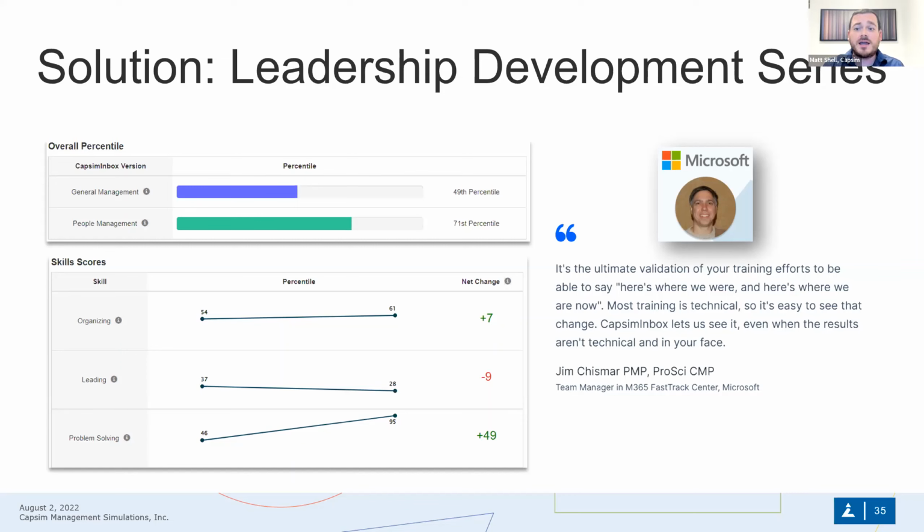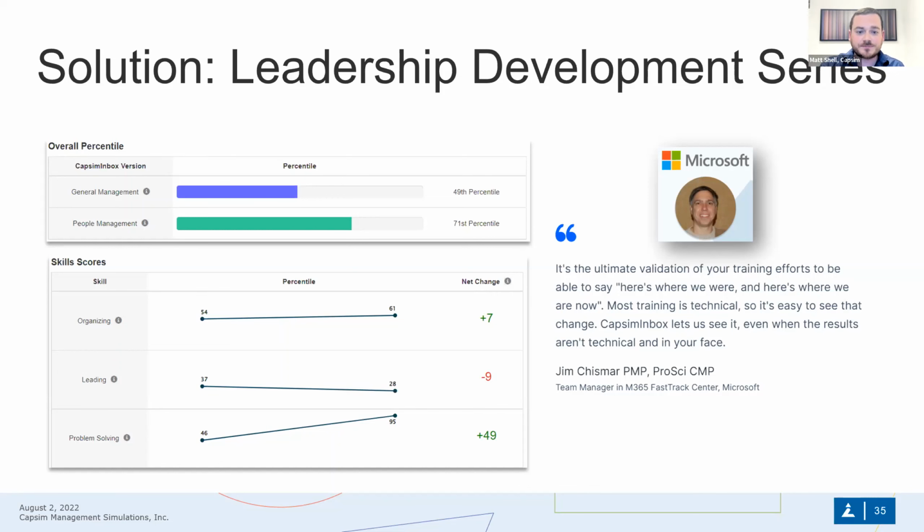And even for a company like Microsoft, this is something entirely new. But I'll let program lead and team manager Jim Chismar say it best: he said it's this ultimate validation of your training efforts to be able to say, here's where we were and here's where we are now. He goes on to say that most of the training at Microsoft is technical, where you can easily see the change. But with inbox simulations, CapsimInbox specifically, you can see the results even when they're not technical, right in your face.